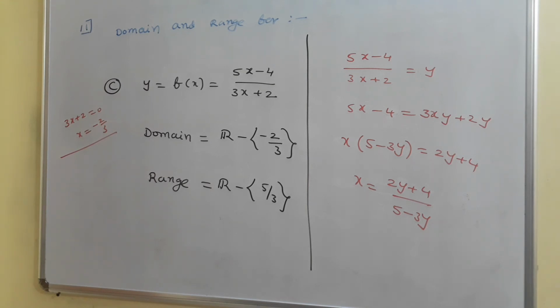Coming to the range, take (5x minus 4) by (3x plus 2) equals y and express x in terms of y. So x equals (2y plus 4) by (5 minus 3y). Again, to make x a real number, you need to remove the values where the denominator is 0. That's why y equal to 5 by 3 is not acceptable. So the range is all the real numbers minus 5 by 3. Always pay attention to the denominator. Whenever the denominator is 0, you need to eliminate those values from the real numbers.